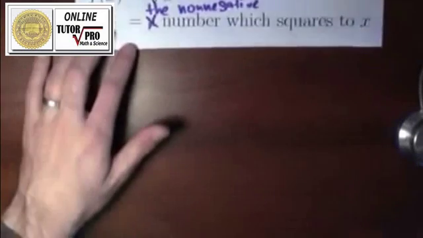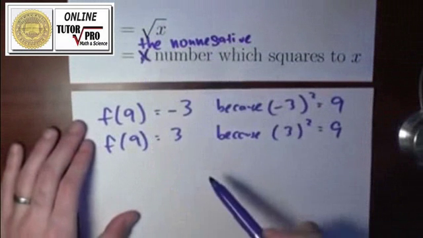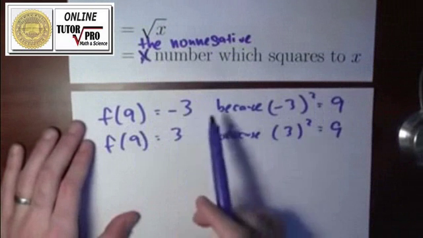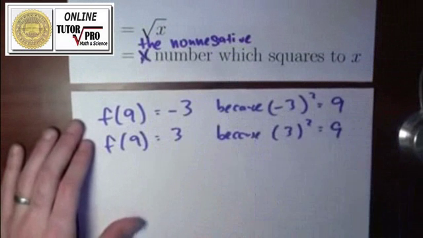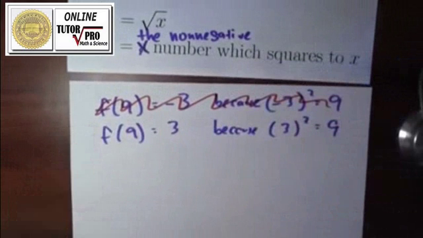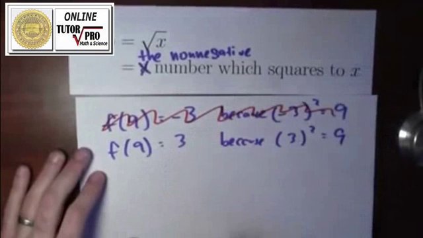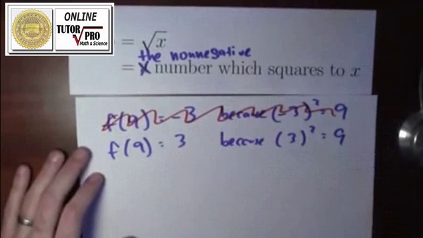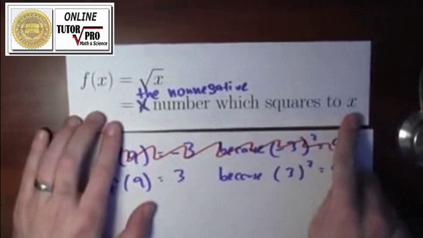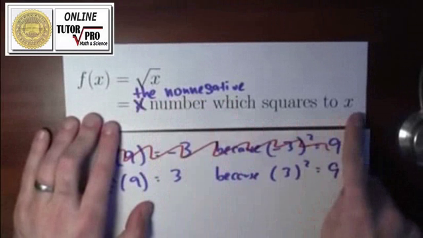This is better, right? In our example here, if I only am allowed to choose the non-negative number which squares to x, then f of 9 equals minus 3? Well, minus 3 is not non-negative. Minus 3 is negative. So that means that this isn't the case. All I'm left with is f of 9 equals 3. 3 is the non-negative number which squares to 9. All right, so this will be our definition for the square root function. The square root of x is the non-negative number which squares to x.